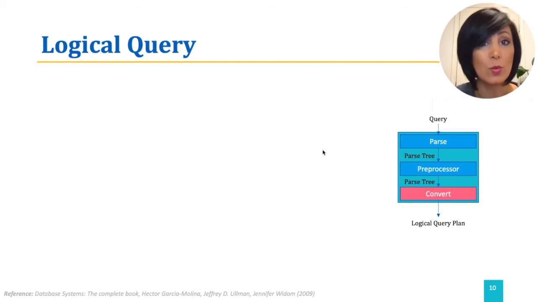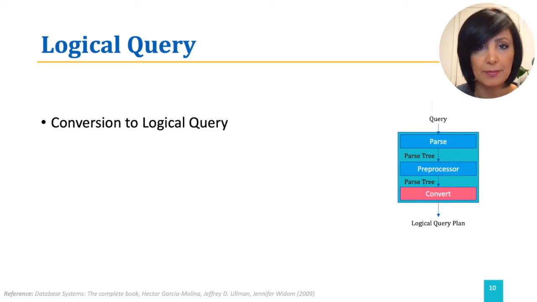After parsing the SQL query and performing the checks in the preprocessor, we convert the parse tree to an initial logical query plan, which is in the form of an array tree, meaning relational algebraic representation of the tree. In the next couple of slides, we are going to discuss this step, which is also called the convert step.